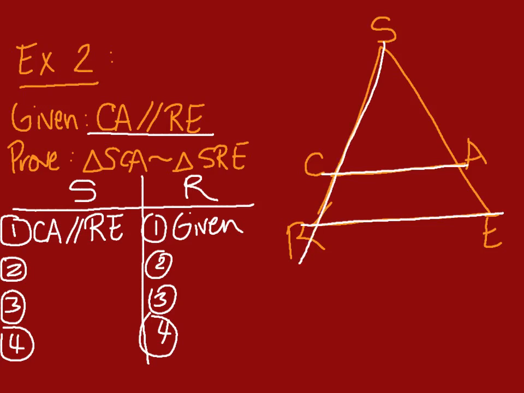So we don't have alternate interior this time because it doesn't look like a Z. The Z makes it look like alternate interior. These are instead corresponding. So we can mark this C and this R as equal. And that would be our first statement. If we wanted to go ahead and write that down, we would say angle C is congruent to angle R because of corresponding angles.